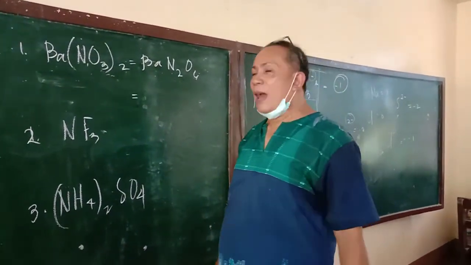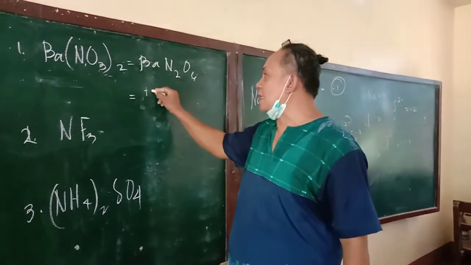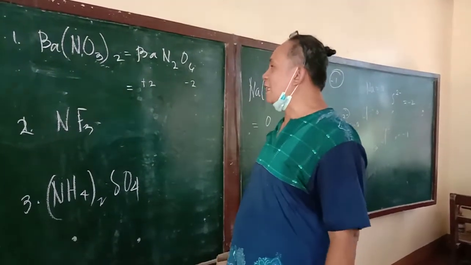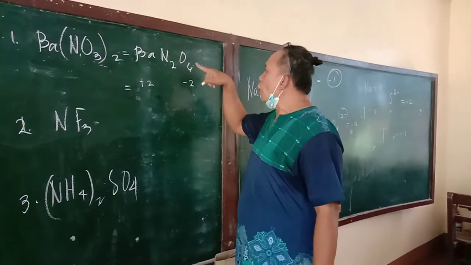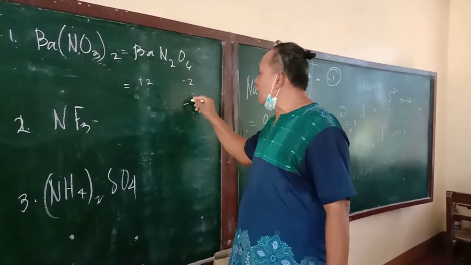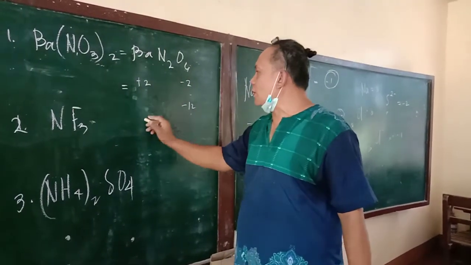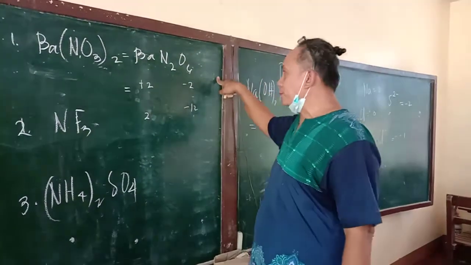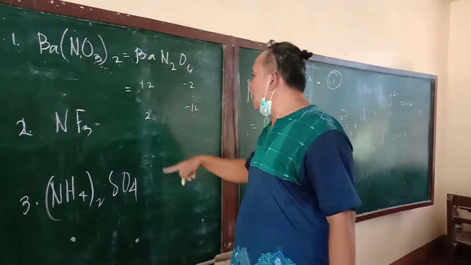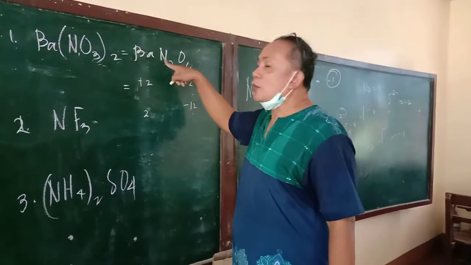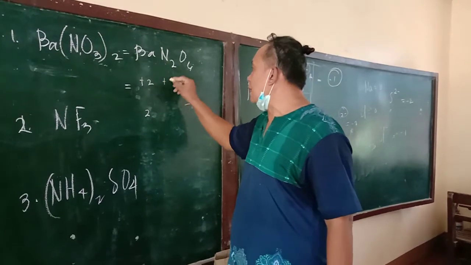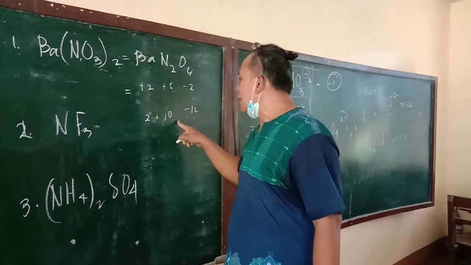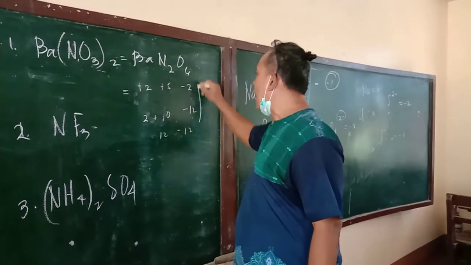As I said, barium belongs to group 2A, so it is positive 2. Oxygen is negative 2. So, 6 times negative 2 is negative 12. Barium is 1 times 2, which is 2. The nitrogen has no specific rule, so this is automatically positive 5, because 5 times 2 is 10. So 2 plus 10 is 12, minus 12, it becomes 0.